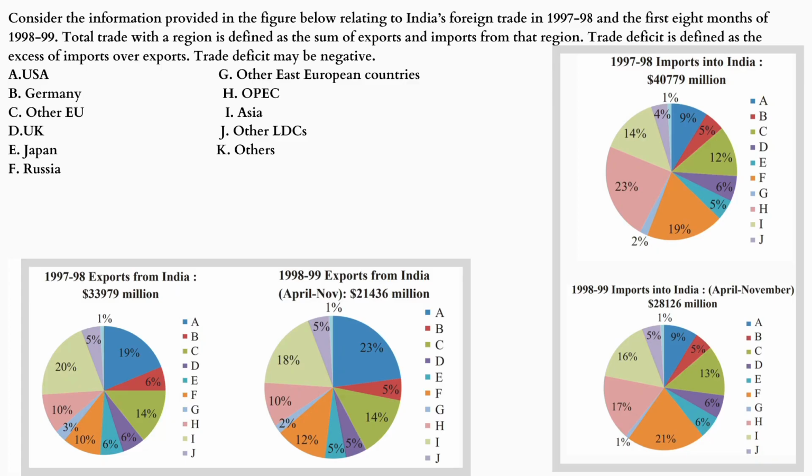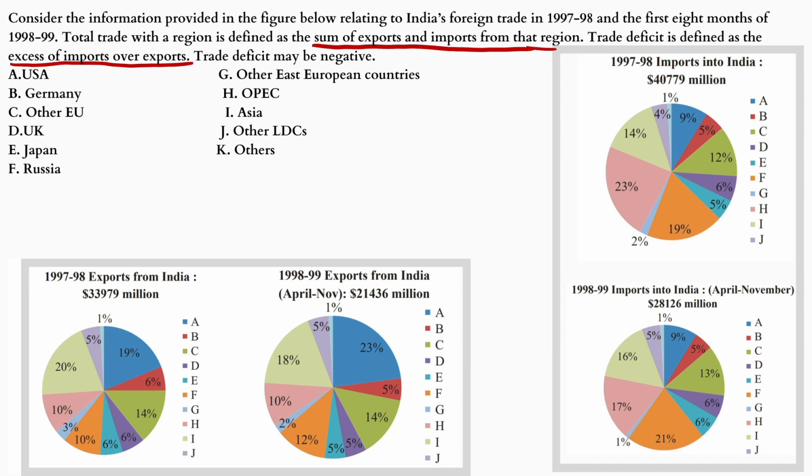So this is one more set, and consider the information provided in the figure below relating to India's foreign trade in 97 to 98 and the first 8 months of 98 to 99. Total trade with a region is defined as the sum of exports and imports from that region. Total deficit is defined as excess of imports over exports. So trade deficit may be negative.